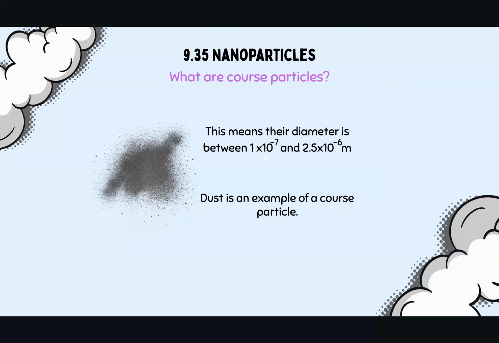Then 1 times 10 to the minus 7 to 2.5 times 10 to the minus 6, so this is, no, sorry, 0.1 micrometers to 2.5 micrometers. That's an example of a coarse particle. So a coarse particle would, for example, be dust.